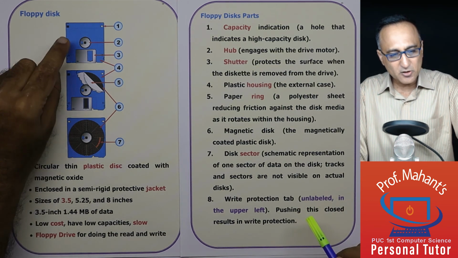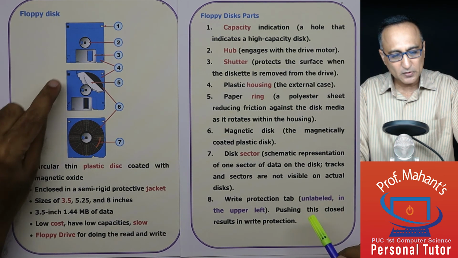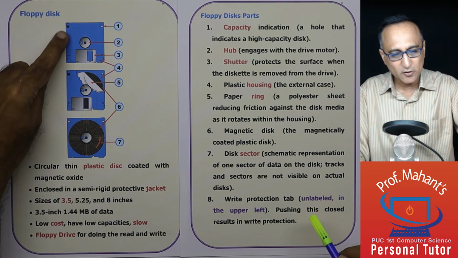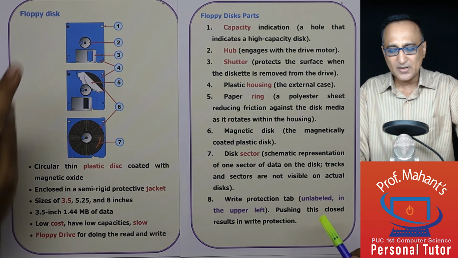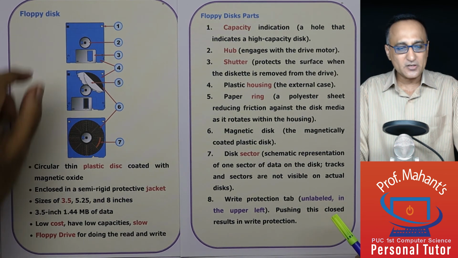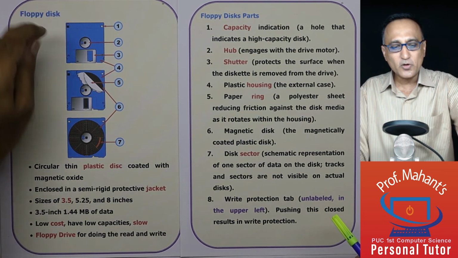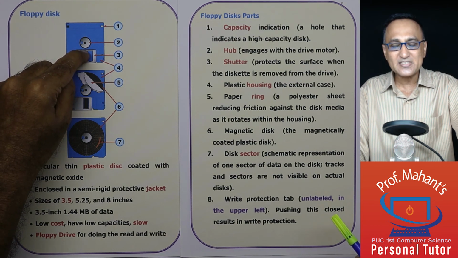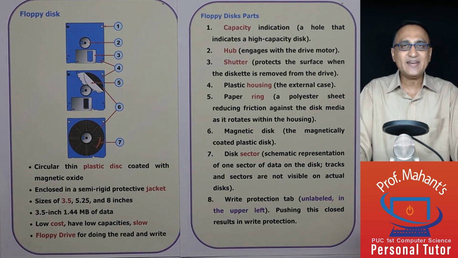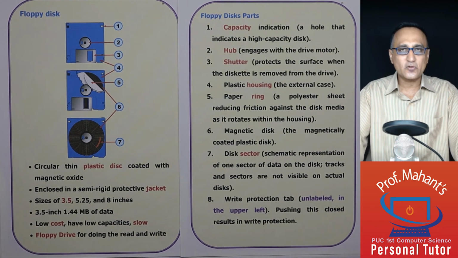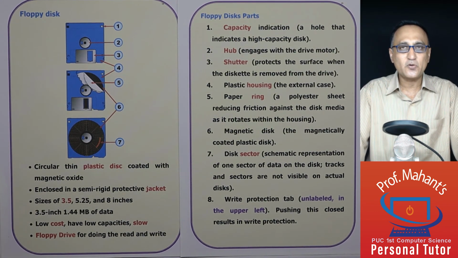Now here one thing has not been labeled. You can see a black dot here. Okay, here it is. This is known as the write protect. So if you push this up, you can only read from the floppy disk, you cannot write onto the floppy disk. If this is down, you can do both read and write. We used to use it extensively so that our floppy does not get damaged due to writing.